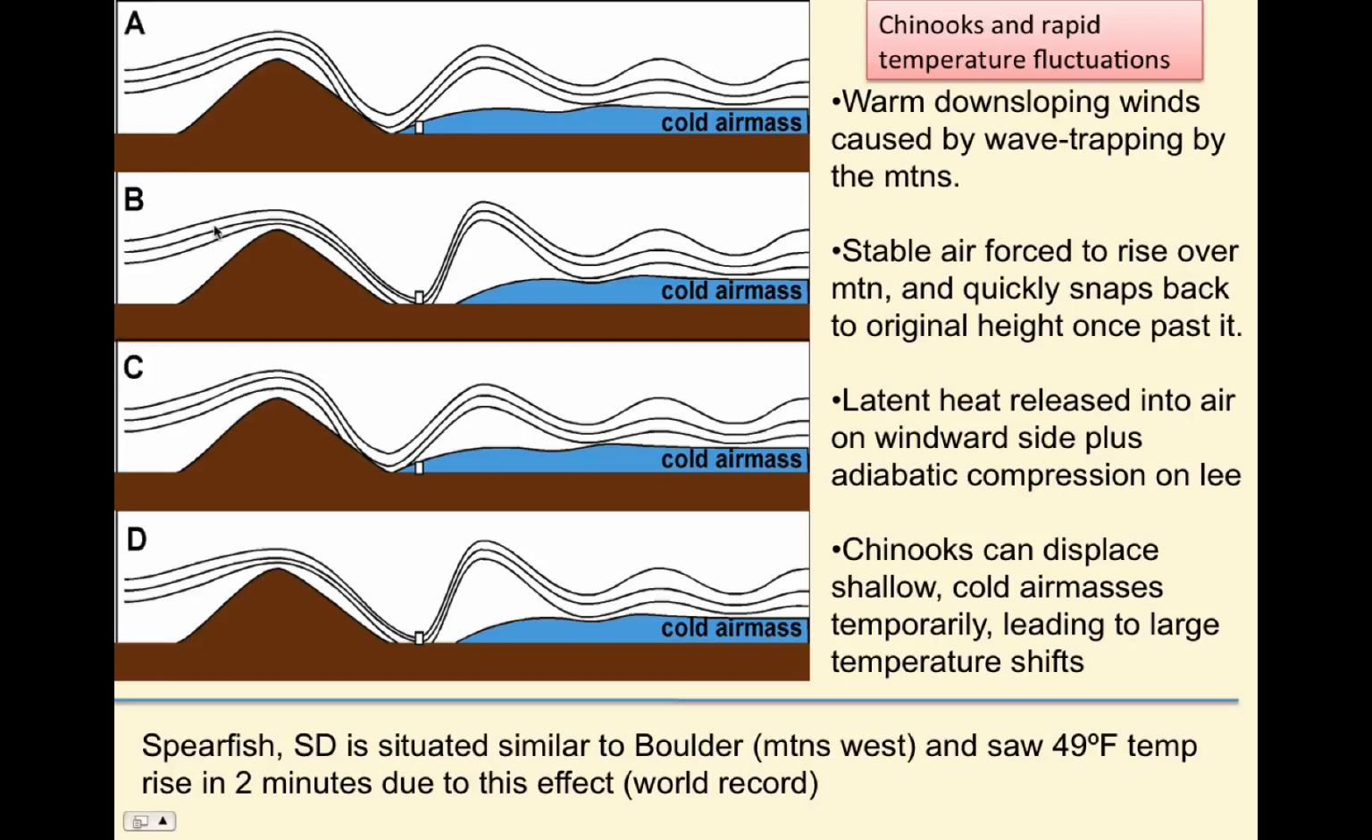In part B here, we're looking at the windstorm dynamics change somehow. Let's just say the wind got stronger, and as the wind got stronger, it came down and pushed that cold air mass away towards places east of Boulder, like Longmont. So they're still in the cold air mass, but now Boulder's very windy and very warm.